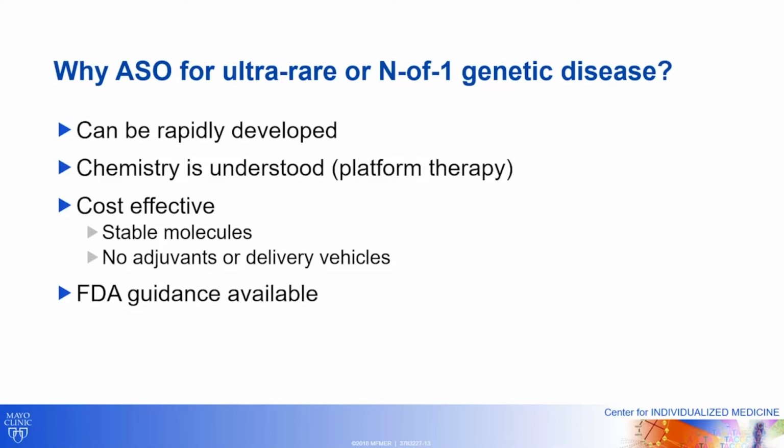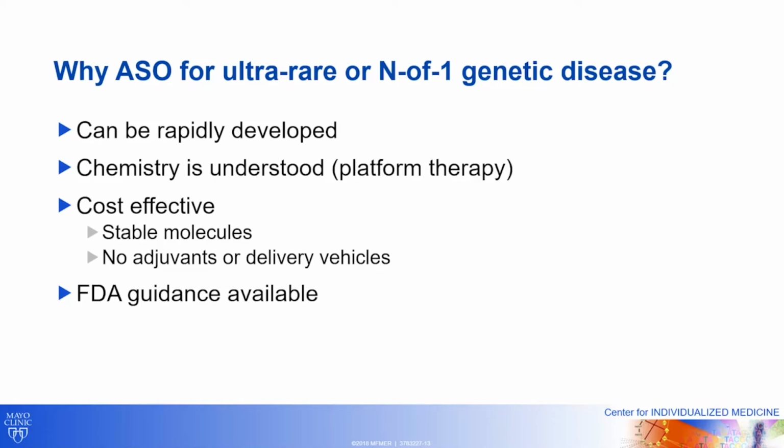So, kind of a summary of this part, right? We know that ASOs, why are these good for ultra rare and N of 1 diseases? They can be rapidly developed. Again, the chemistry is well understood. It's considered a platform therapy. And I say cost effective, but more cost effective than a lot of other drug development opportunities, right? In addition, these are extremely stable. So, you know, one batch of an ASO we can make at one time is probably enough to last that patient their entire life, and it can sit on the shelf for as long as they need it.